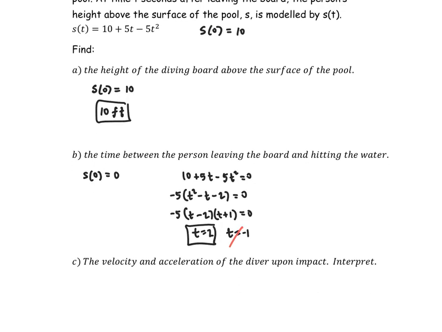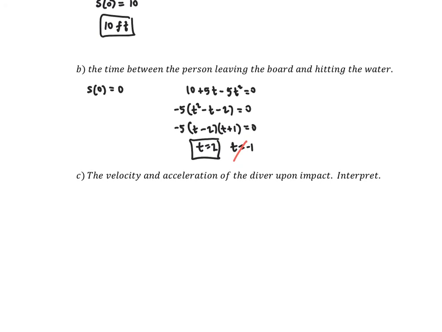Okay, let's look at part C, the velocity and acceleration of the diver upon impact. Let's interpret that. Okay, so v of t, which is equal to s prime of t, will be equal to the derivative of the function that I see above. Okay, so the 10 will drop off, right? I'll get a 5 minus 10t. That's my velocity here. Okay, a of t, which is equal to the derivative of v of t, which is equal to the second derivative of s of t, will be equal to negative 10.